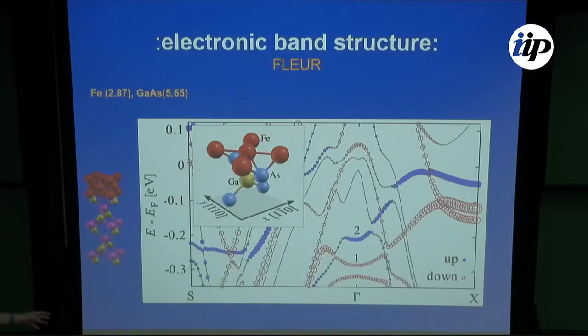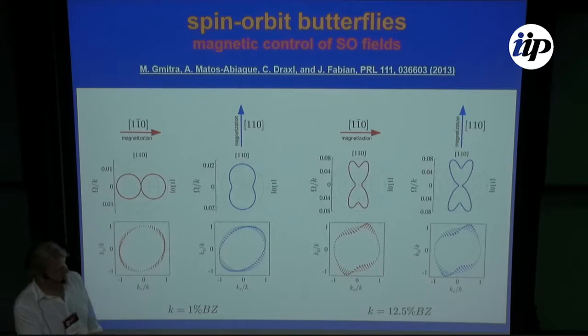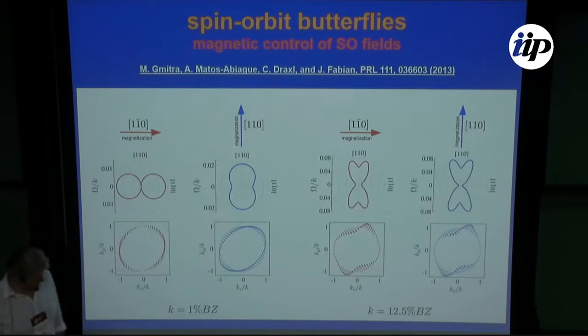Not directly at gamma, but let's say somewhere around. So for example, this would be spin orbit fields very close to the gamma point, and it looks like a nice Dresselhaus and Rashba. This would be farther away from, let's say, 12% of the Brillouin zone. It looks different.